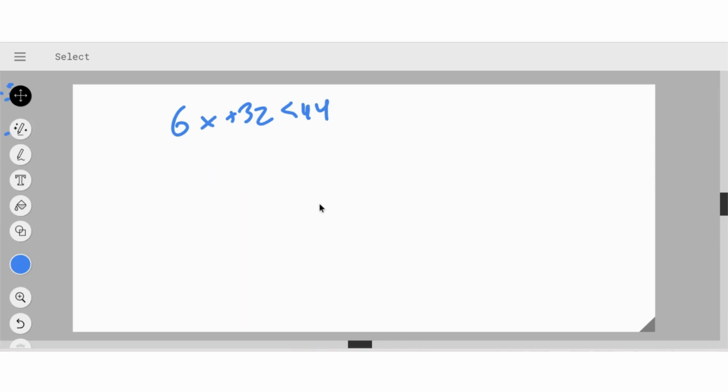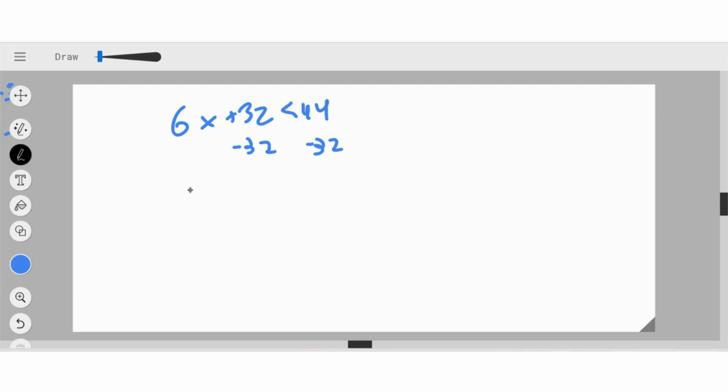So instead, we just solve it like normally. We'll subtract 32 from both sides. Comically slow subtraction, my stylus died. I'm not going to draw this anymore. 6x is less than 44 minus 32, which is 12. Divide both sides by 6 to get x is less than 2.